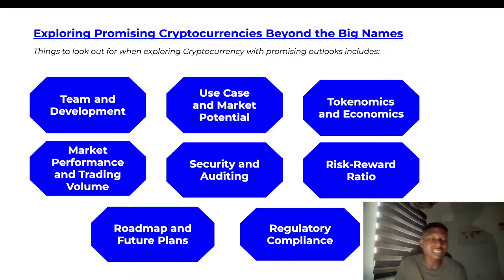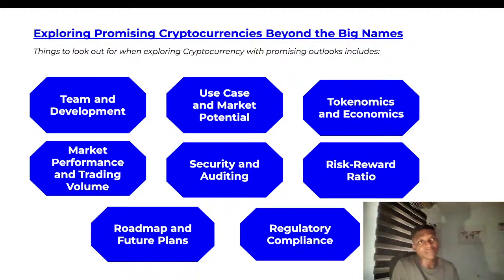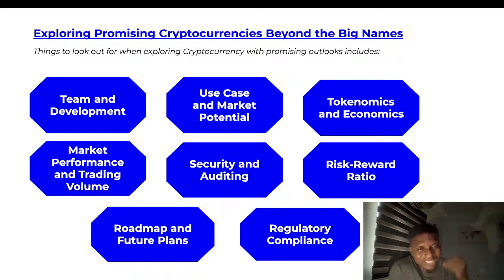Then you also want to look at security and auditing. Security and auditing are very important factors. Why are they very important factors? Because definitely, cryptocurrency is a technology, and it is subject to some of the risks of technology, like hacking. So you want to know if this platform has something in place for security, and also if their smart contracts and their code have been audited. Having their platform audited by a reputable crypto audit firm is a very, very good sign.